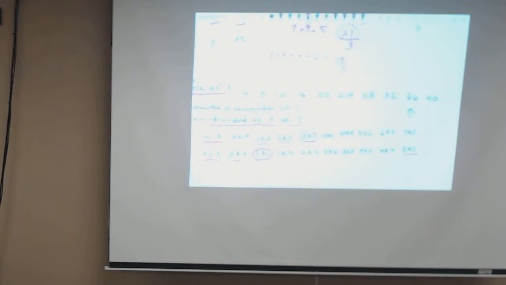And then I come up here and check the 5. 5 into 36 is 7, remainder 1. So there's the answer to the question: what multiple of 4 leaves a remainder of 1 when divided by 5 or 7?